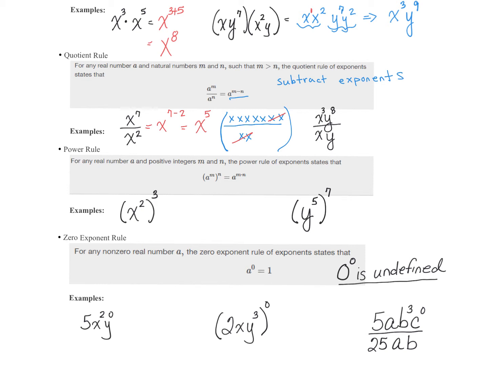For this next example, again, we have both x's and y's. So we're going to handle the x's separate from the y's, and we'll use our subtraction rule. So we'll get x to the 3 minus 1 and y to the 8 minus 1 for a final answer of x squared y to the 7th.